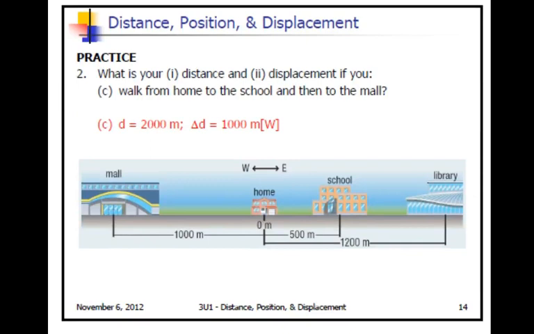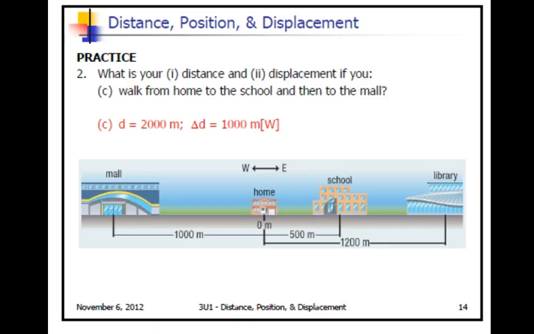Another example using the same image here. What if we walk from home to the school and then to the mall? So if I walk from home to the school, that's 500 meters. To walk to the mall, that's going to be another 500 meters to walk back home, and then 1,000 meters to walk to the mall. So altogether, a 2,000 meter distance.